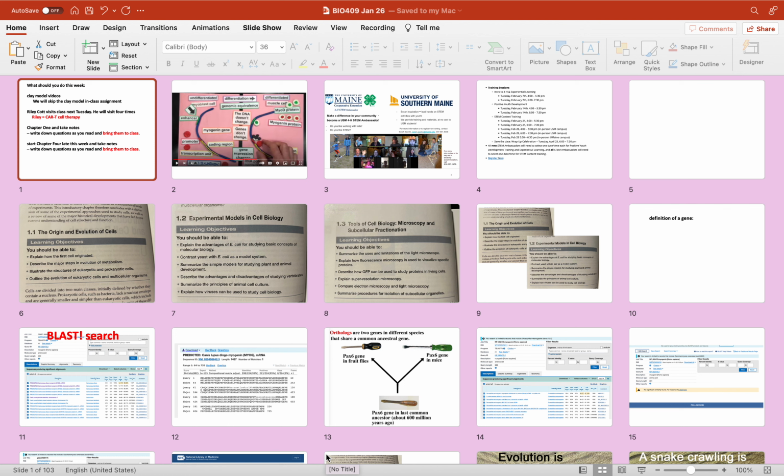As we're going, write down your questions so you can email them or especially bring them into class next week. Riley Cott was supposed to come to our class today. Riley's going to come next Tuesday. Riley and I already have that plan set up, so we'll see Riley next Tuesday.